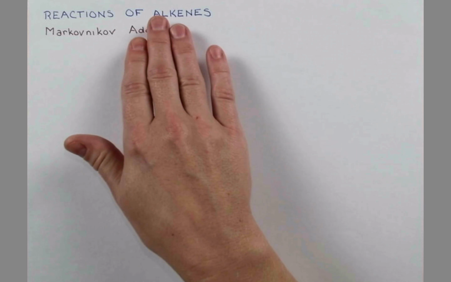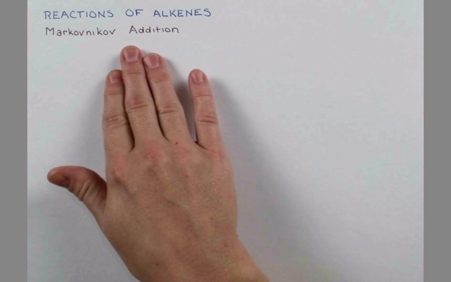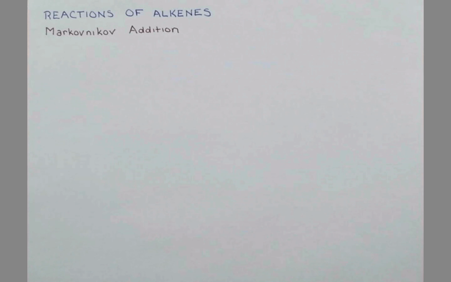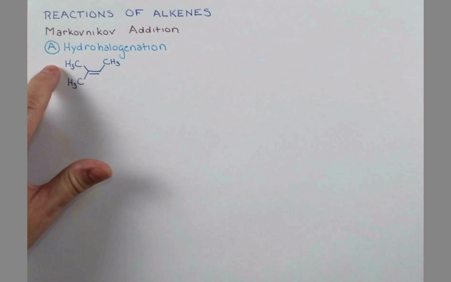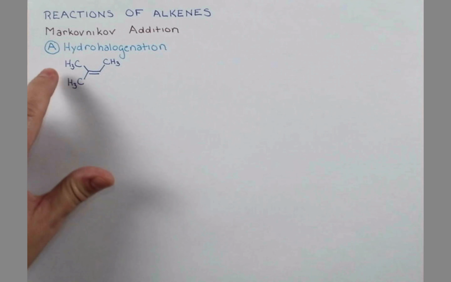In this lesson, we're going to look at alkene reactions that result in Markovnikov addition. Let's look at the reaction called hydrohalogenation to see what this even means. We'll start with this alkene. It's unsymmetrical. We have two methyls on this side and just one on this side.